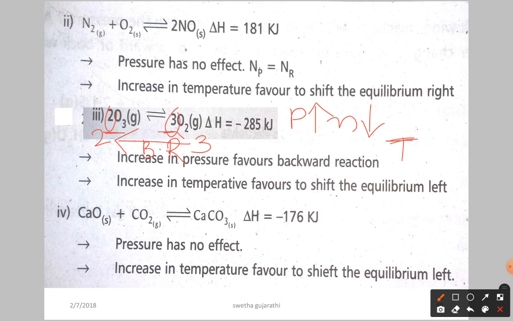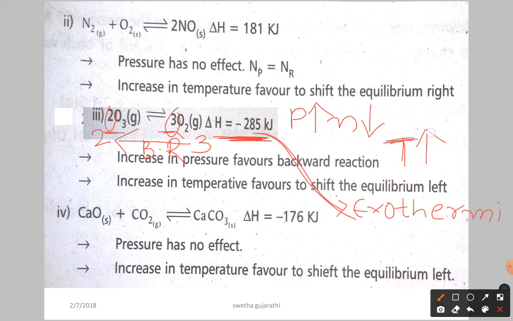Now let us discuss the temperature effect here. What is the condition given in the question? An increase in temperature. But if you see the delta H value here, it is negative. This negative indicates an exothermic reaction. Exothermic reaction means the reaction is going to liberate heat. So here the reaction itself does not want the temperature; it is going to liberate it.